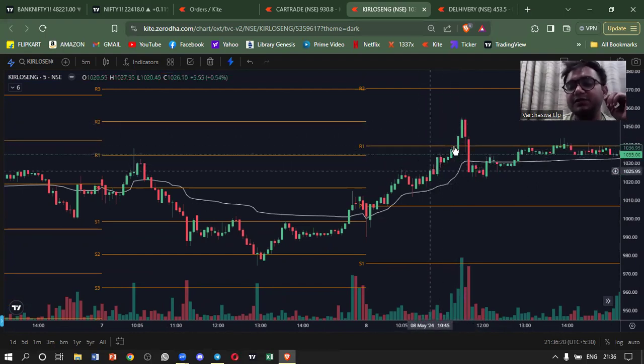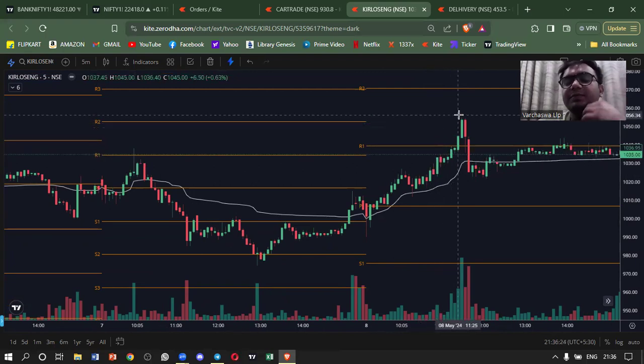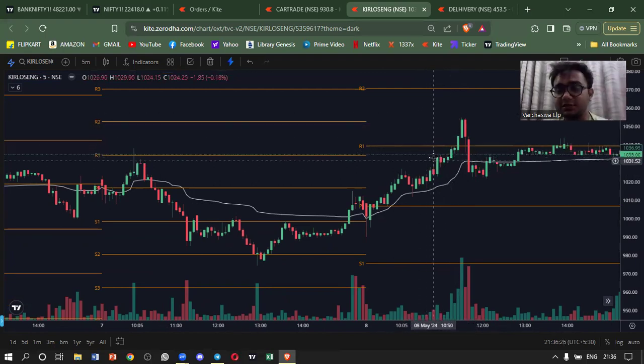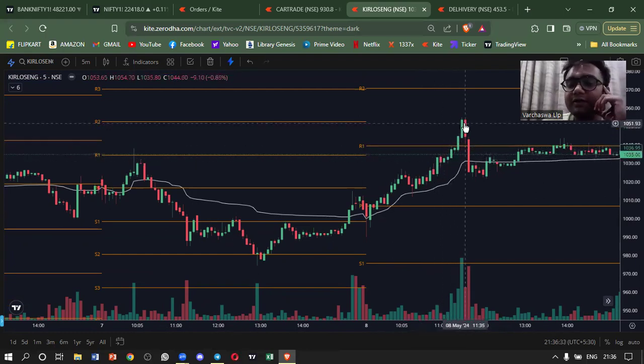My first trade, my view was positional, but I wanted to also scalp some points on an intraday basis, and that's what I did. I entered at around 1032 levels as seen in my order book, and then started booking profits at around 1049 and 1055 levels.